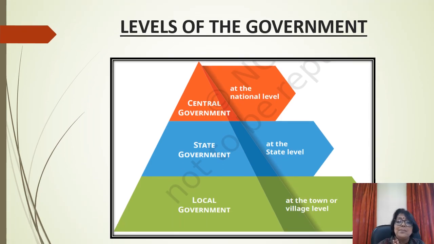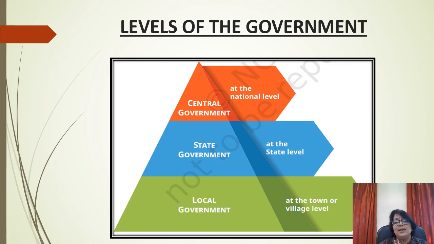Now we will study the levels of the government. In India, for administrative convenience, we have three levels of government. In this pyramid, you can see at the bottom there is local government. The role of local government is to address local issues in an effective manner. At the second level, you can see state government, and the role of state government is to look after regional issues. And at the top, you can see central government, and the role of central government is to address national issues.